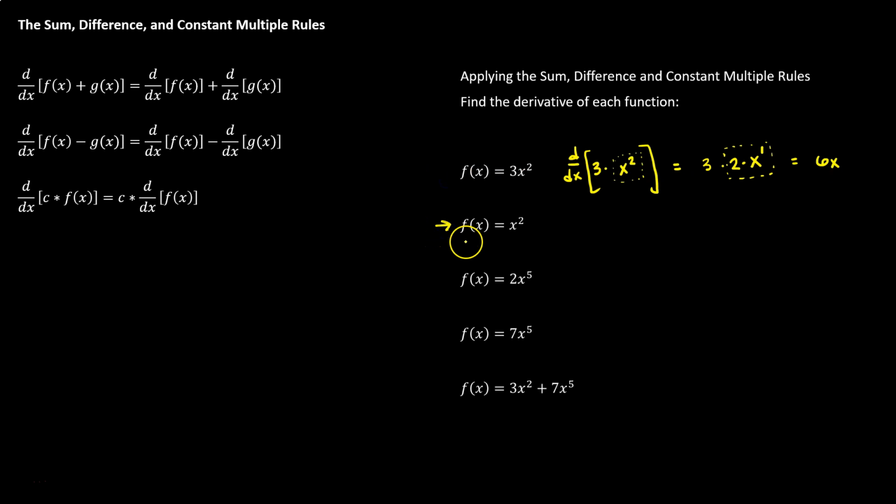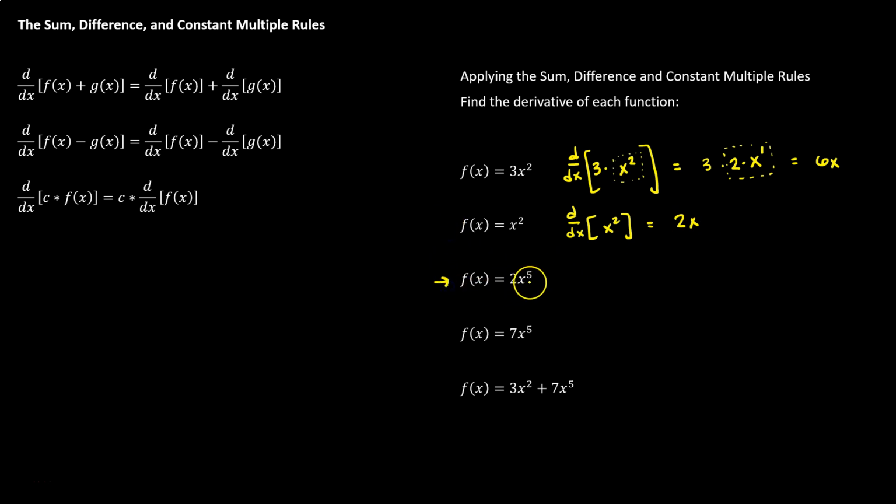This next one is a little bit boring. Not sure why I put it in here, but if we took the derivative of x squared, we would just pull the exponent down like we did in that last example. So it would be 2 times x to the first power, or just 2x.